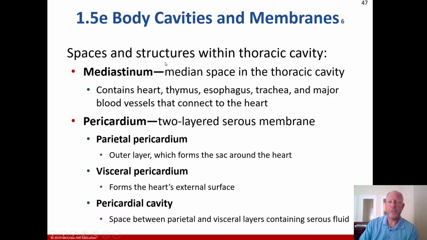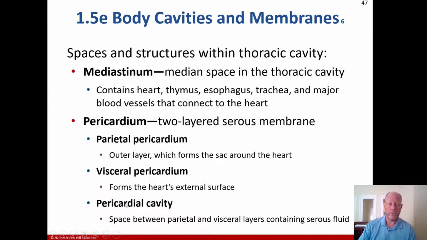The spaces and structures within the thoracic cavity. The mediastinum is a median space in the thoracic cavity. It's where your heart is, your thymus, your esophagus, trachea, and major blood vessels that connect to the heart. Your pericardium is the two-layered serous membrane for the heart. It's basically the parietal pericardium, the outer layer, which forms a sac around the heart, and the visceral pericardium, which forms the heart's external surface, okay?